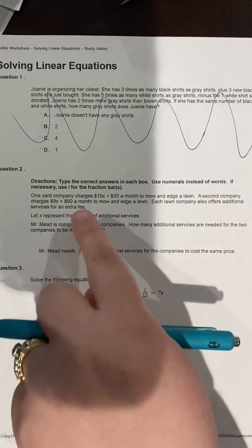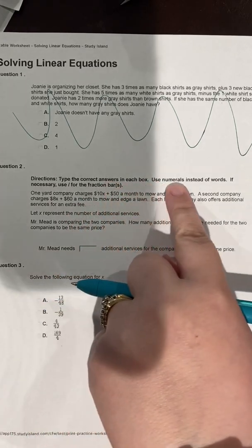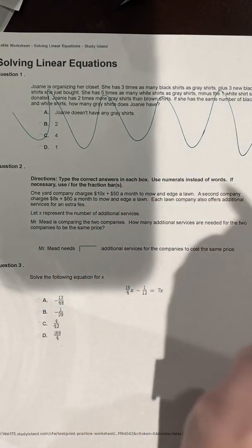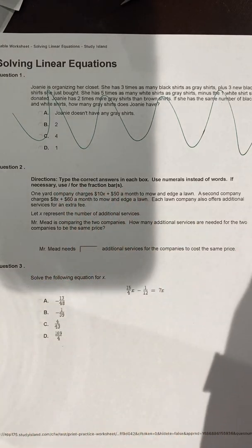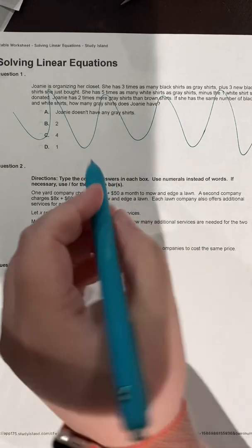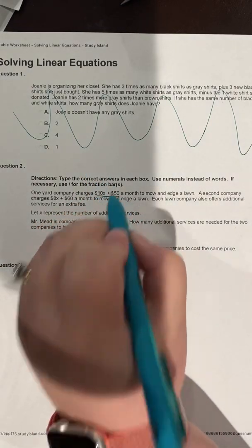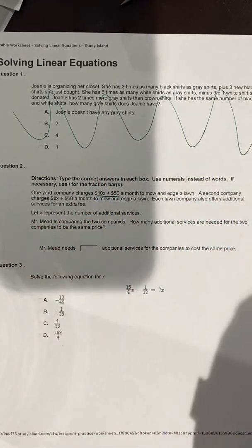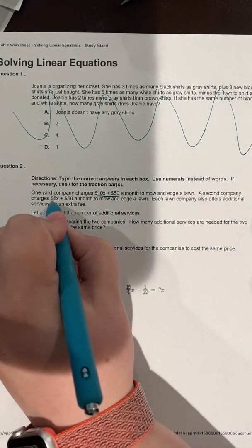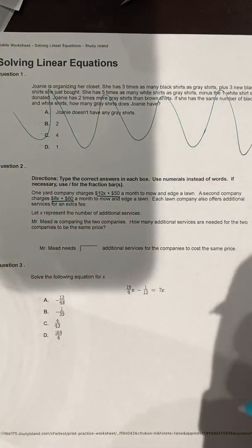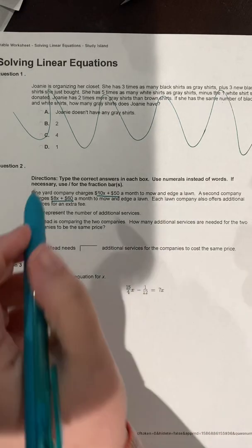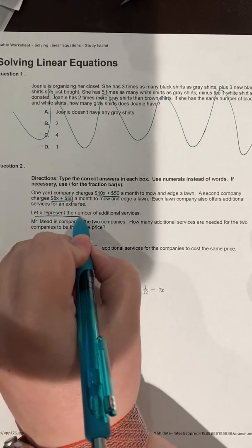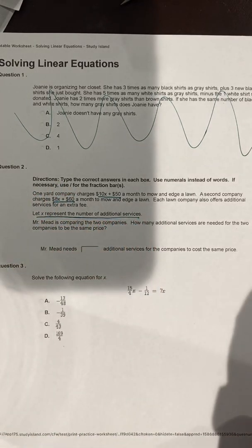So starting with this question right here, it says type the correct answers in each box, use numbers instead of words. If necessary, use the backslash for fraction bars. It says 1 yard company charges 10x plus 50 a month to mow and edge a lawn. A second company charges 8x plus 60 a month to mow and edge a lawn. Each company also offers additional services for an extra fee. Let X represent the number of additional services they would do.